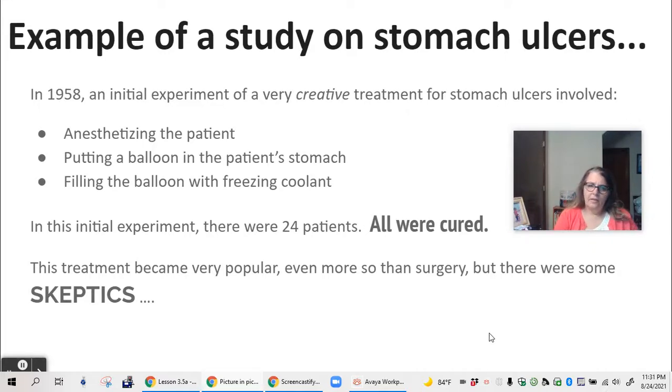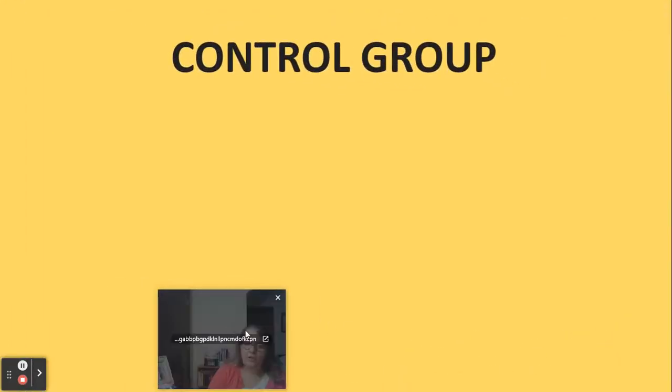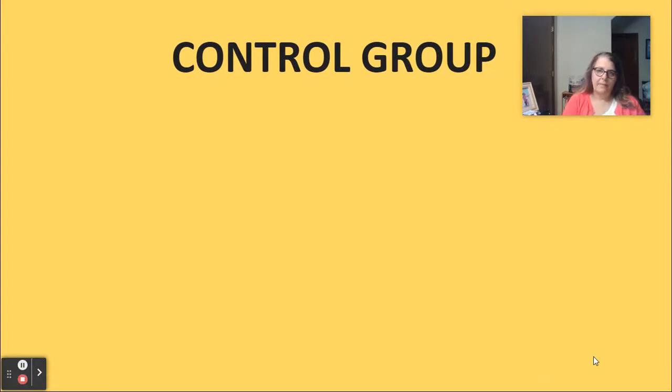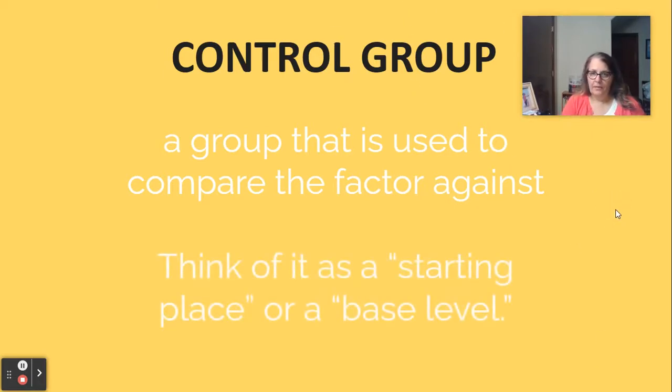So you have to ask yourself, what do you think is wrong with this experiment? Think about the four components: comparison, randomization, control, and replication. Well, there was only one kind of treatment. So what are they comparing it to? Let's talk about the control group, which is very important when you're doing an experimental design. A control group is a group that is used to compare the factor against, okay? Like I said, think of it as a starting place or a base level.